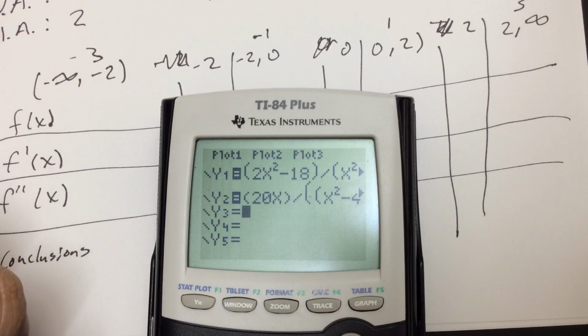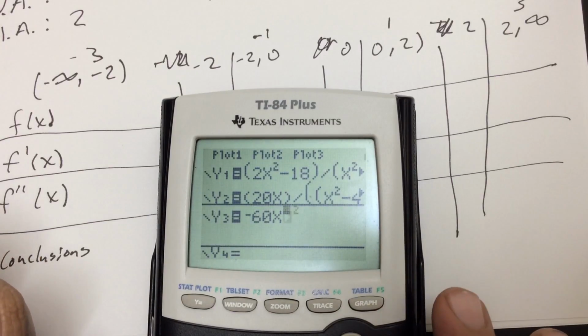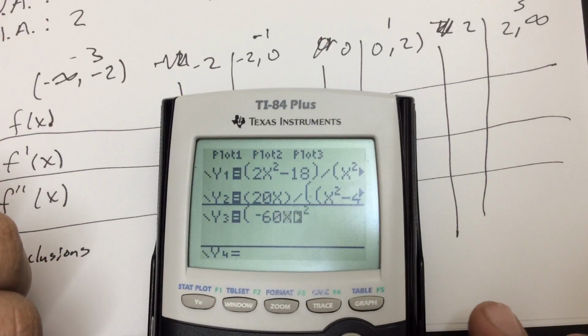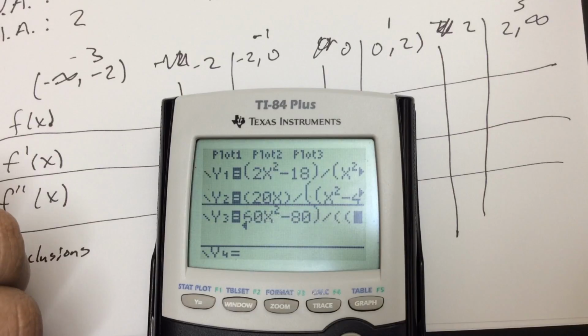Y3 is going to be your second derivative, which is negative 60x squared. Oh, I should put this all in parentheses here. So negative 60x squared minus 80, close parentheses, divided by, in double parentheses here, x squared minus 4, close them, raised to the third, close it.